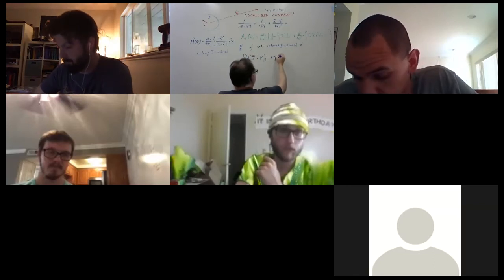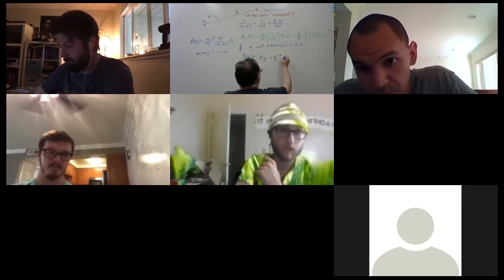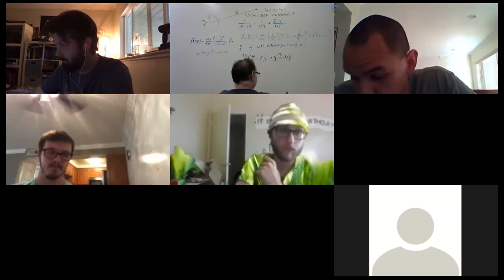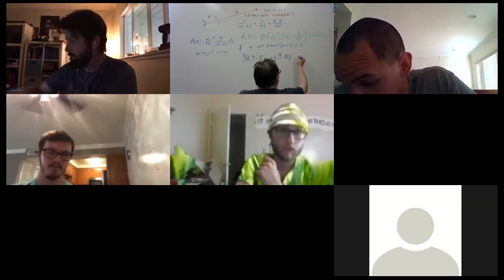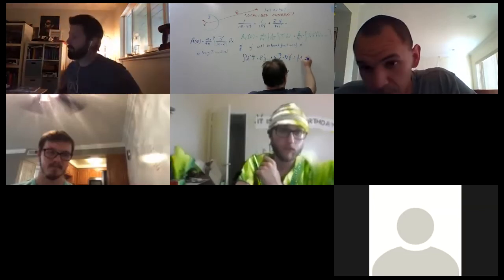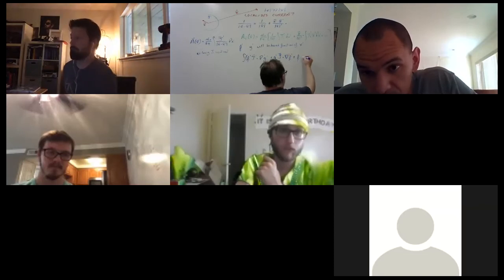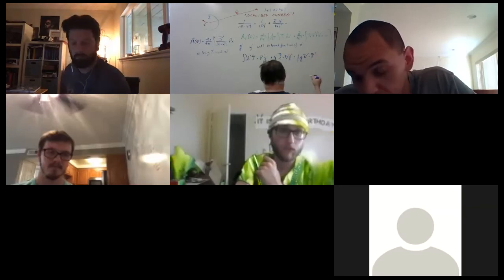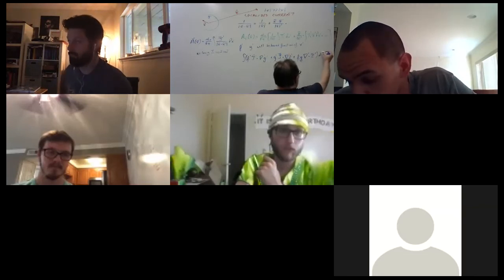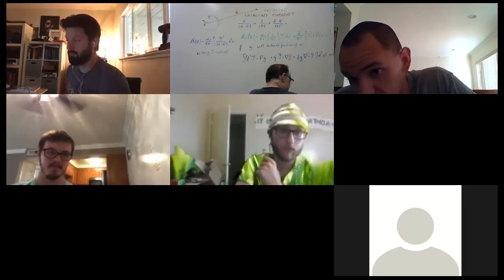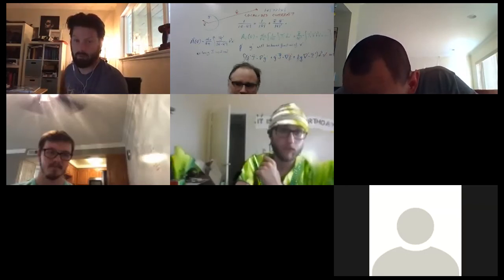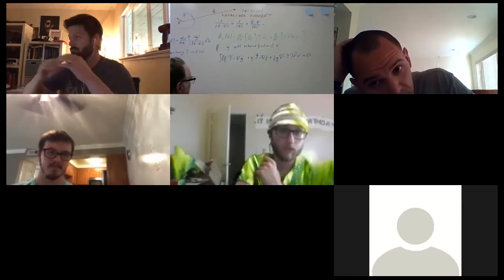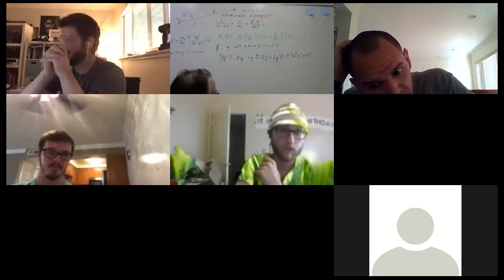Plus g prime multiplied by j vector, dotted with my gradient of f, plus f times g, fg times the divergence of j. If I integrate that, I have to get 0. Let me pull this over. So that's my identity that I'm going to use.